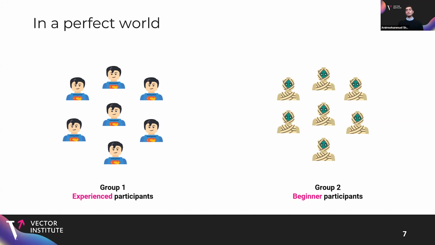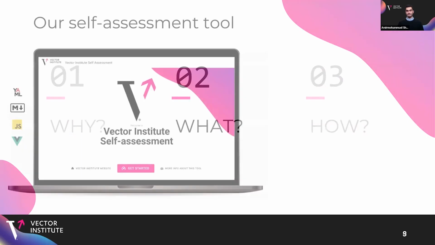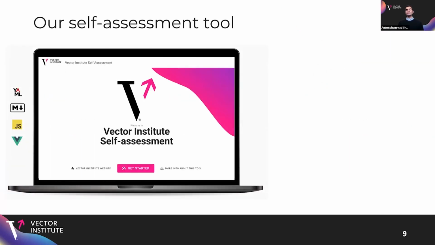And to do that, this brings me to the second question. What did we do to solve this issue? So here at Vector Institute, within the PD team, we developed a self-assessment tool. It is an online web application where everyone can go to the website and objectively assess their own abilities in different areas such as programming and machine learning.